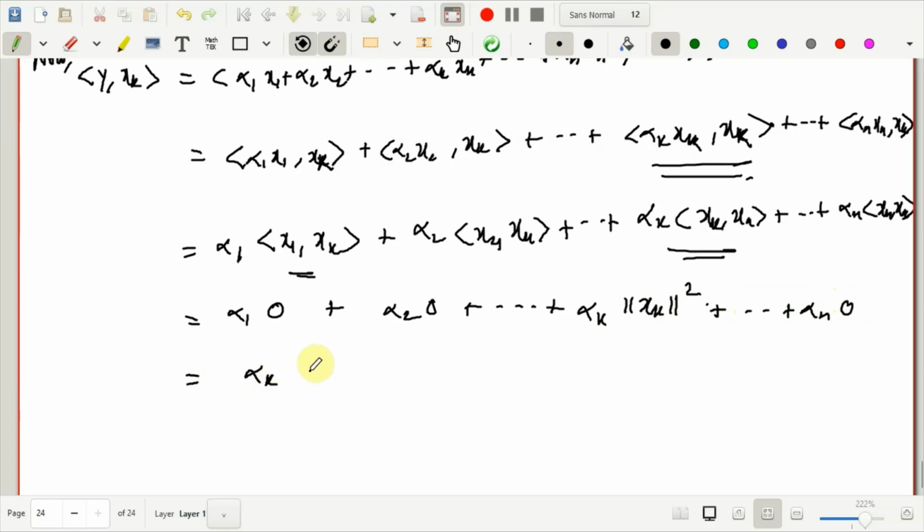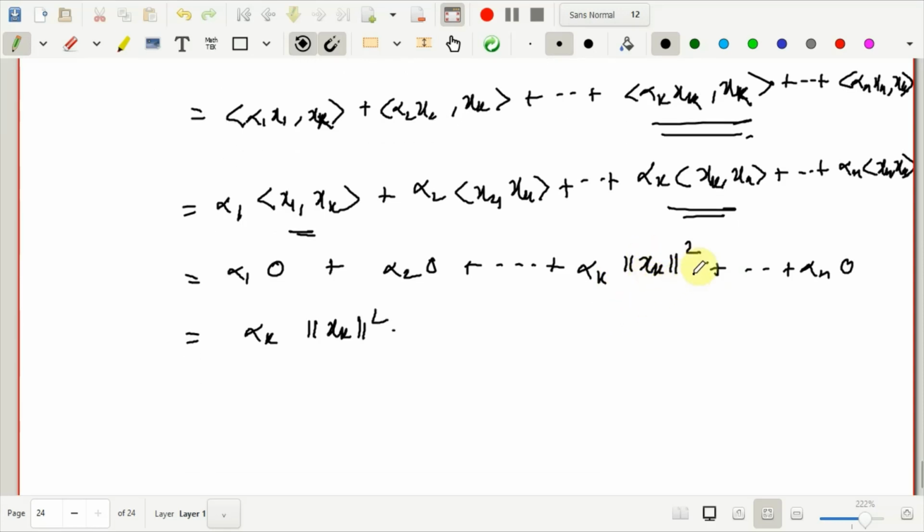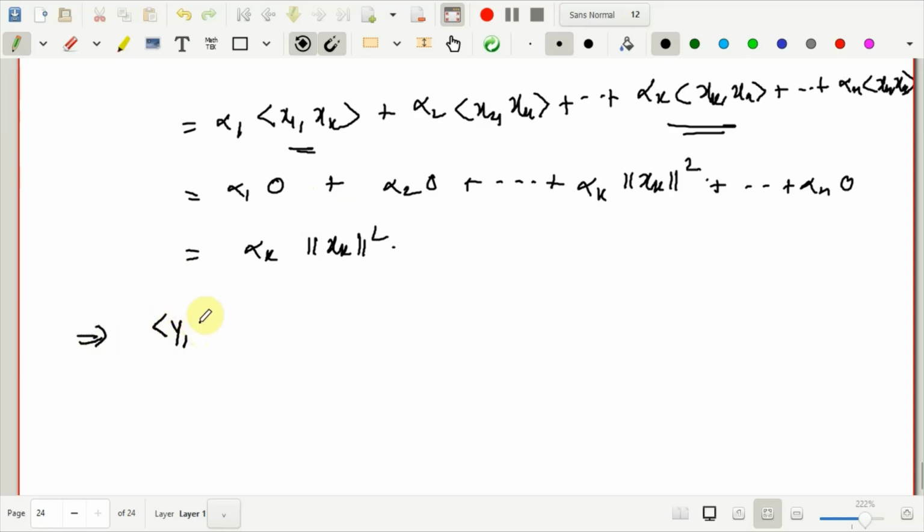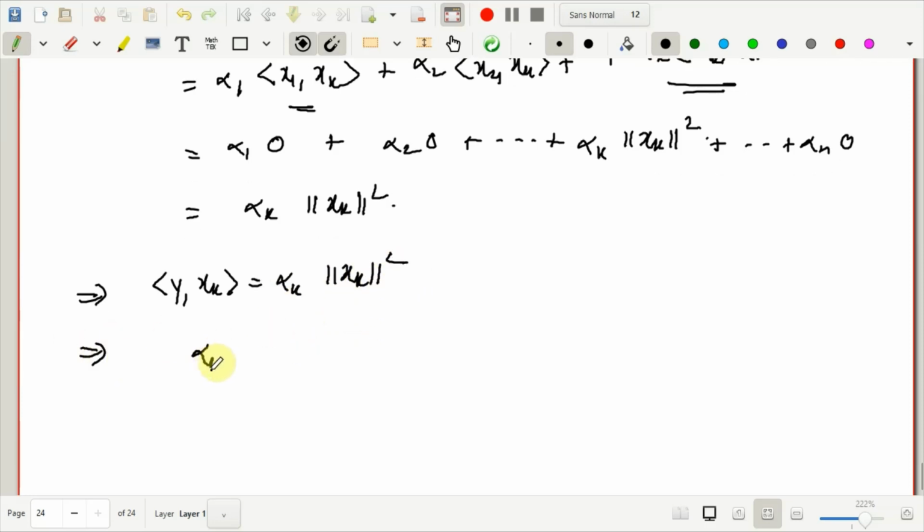So you have alpha k into norm of xk the whole square. Why is this the only term that will survive? This norm of xk the whole square is non-zero because the set S contains non-zero vectors, and this is the inner product of xk with itself. That may not be equal to 0 in an orthogonal set, and it will not be 0 provided that xk is non-zero, and we know that xk is non-zero. So that's it. So what do we have here? From here I can say that y comma xk is equal to alpha k into norm of xk the whole square, which would mean that alpha k is the same as y comma xk upon norm of xk the whole square, as xk is non-zero.